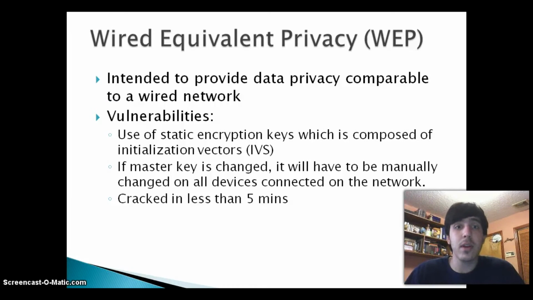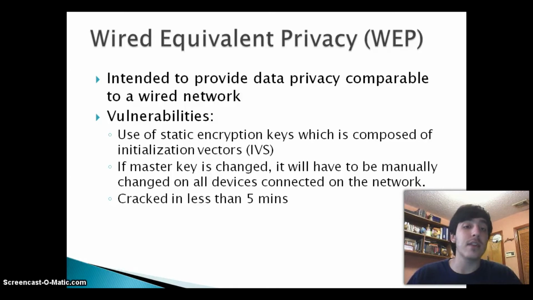First, we have the WEP, or Wired Equivalent Privacy. It was first created with the intention to provide data privacy comparable to that of a wired network, but it comes with a lot of vulnerabilities, as you can see. The major vulnerability being that it uses static encryption keys that are composed of initialization vectors, or IVs, which means the same password keeps getting passed back and forth via data packets, never changing. A hacker can easily capture a good amount of IVs and create their own key, thus hacking the network in easily less than 5 minutes.